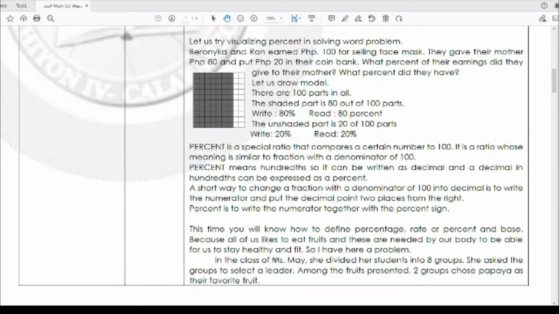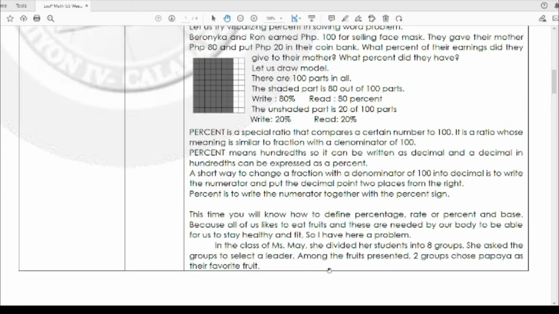This time, you will learn how to define percentage, rate, or percent, and base. Because all of us like to eat fruits, and these are needed by our body to stay healthy and fit. So I have here a problem. In the class of Miss May, she divided her students into 8 groups. She asked the groups to select a leader. Among the fruits presented, 2 groups chose papaya as their favorite fruit.